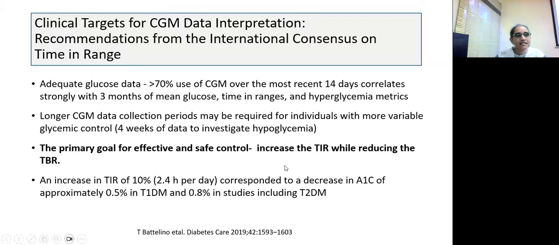So what are the clinical targets? As discussed earlier, we should have at least 70% of the data. Longer periods of wear will give you more data. The primary goal is to improve the time in range while reducing the time below range. It was seen that an increase in the time in range by about 10%, that is 2.4 hours per day, corresponds to a decrease in HbA1c by 0.5% in type 1 diabetes and 0.8% in type 2 diabetes.